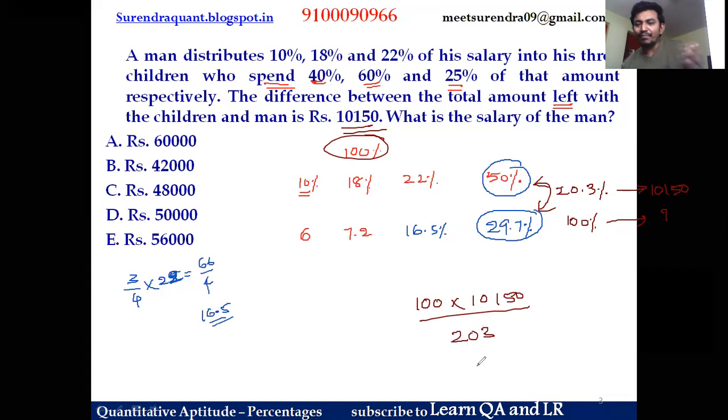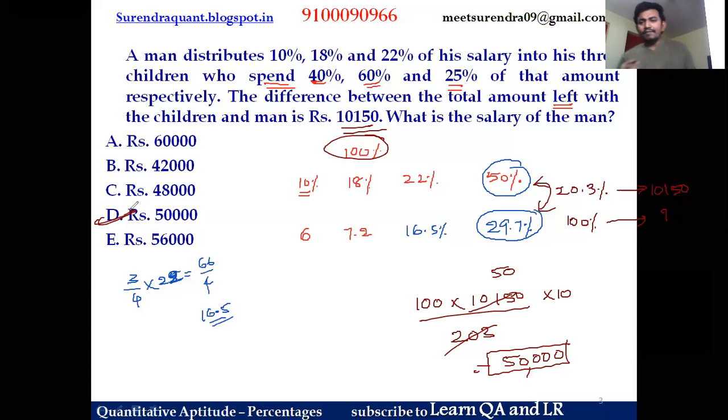Take it as 203 by 10. That 10 will go to the numerator, into 10, right? So 203 by 10 goes to the numerator. So 203 5s are 1015, 0. 50 into 10, 500. So 500 into 100 is 50,000. So the salary of the man is 50,000, and that is option D.